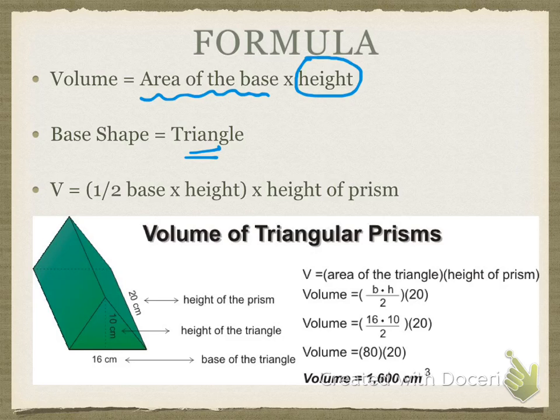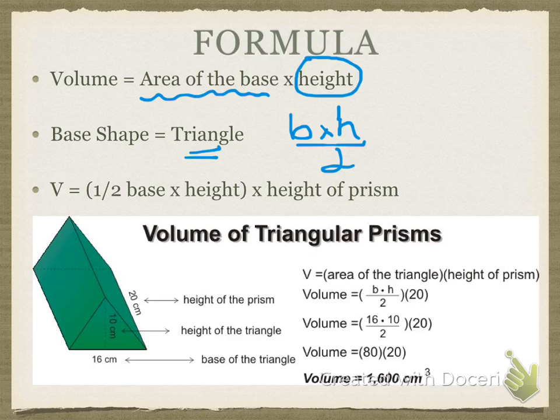So that means that the area of a triangle that we're going to have to use is base times height divided by 2. So that makes our formula half the base times the height. That represents the area of the base shape, and then we're going to have to multiply that by the height of the prism.